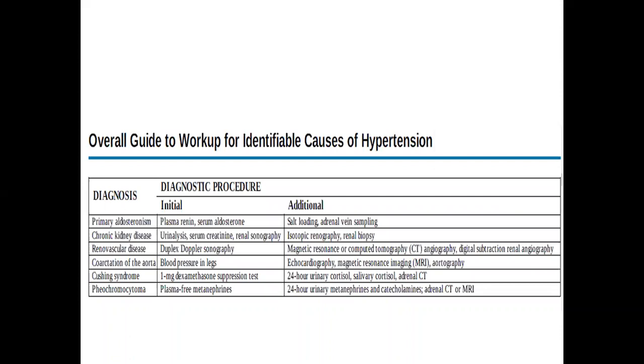These are some tests which you can do for identifying the cause of secondary hypertension. If you are suspecting primary aldosteronism, you can do the plasma renin and aldosterone level. If you are suspecting renovascular disease, you can do Doppler sonography. Similarly, if coarctation is suspected, you can measure the blood pressure in the legs. If you are suspecting Cushing's disease, you can order the serum cortisol level. In pheochromocytoma, you can measure the plasma as well as urinary metanephrines.